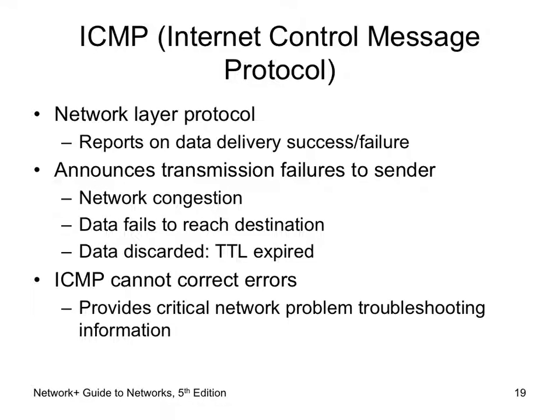And remember we talked about ping. Ping gives us only so many TTLs, up to 255. Generally it's going to be around 125, 130, 140, 150, somewhere around there. Once it reaches 0, it drops that packet, drops that connection. ICMP cannot correct errors. It does provide, though, critical network problem troubleshooting information.